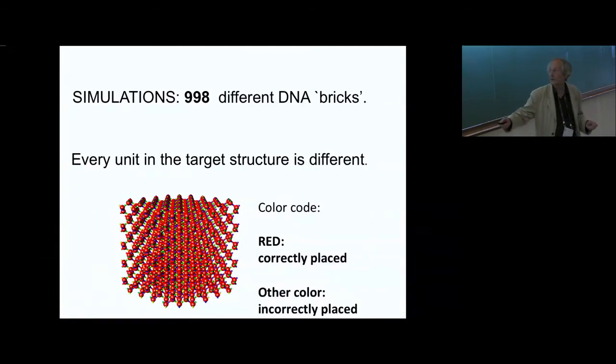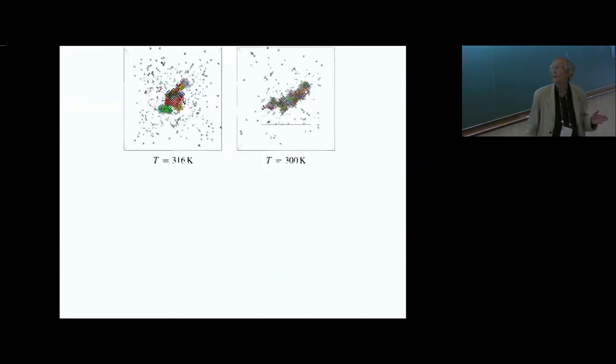This is our target structure. It's a cube. But note, all particles are red, but in fact, all particles are different. But the thing is, how do you show 998 different colors? There are actually smart ways of doing that, but here I just say, if all the particles are in the correct position within a cluster, they all have the same color. Okay, so now what happens if you take this model and start cooling down?